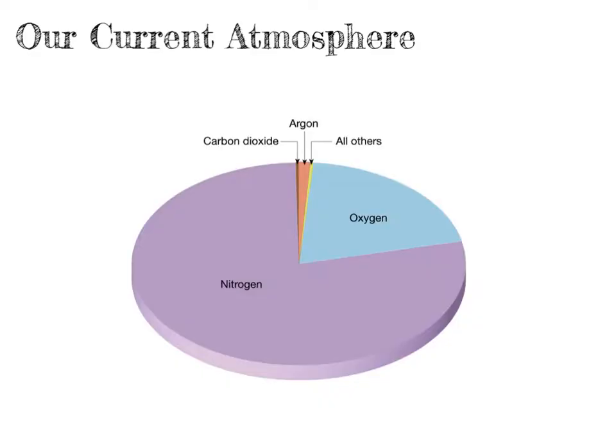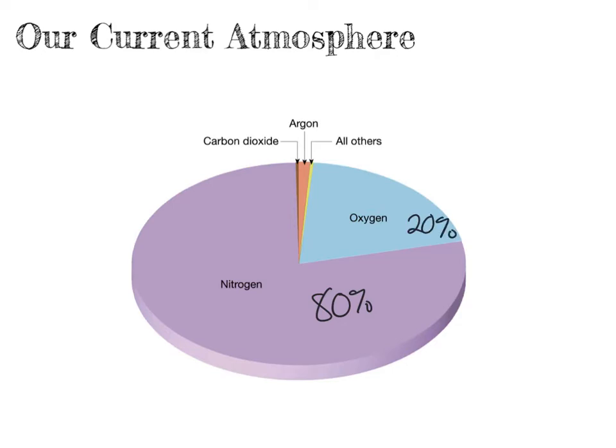So the first thing you need to know for your GCSE exams is the composition of the current atmosphere. So that's the proportions of different gases in the atmosphere today. The largest component of our current atmosphere is nitrogen, which is this part of the pie chart, and nitrogen takes up approximately 80% of our atmosphere. The next largest component is oxygen, which currently takes up approximately 20% of our atmosphere.